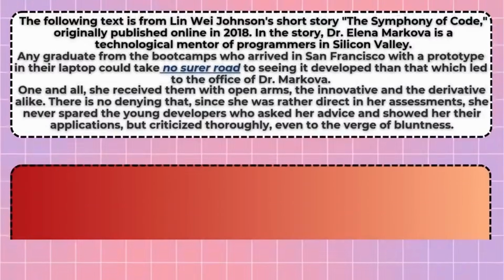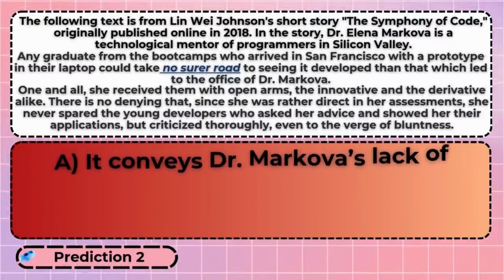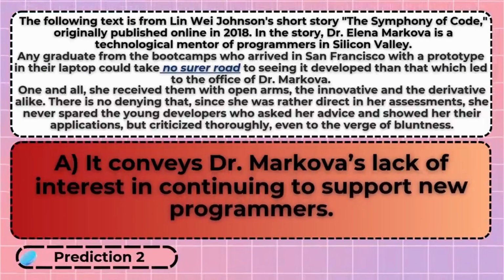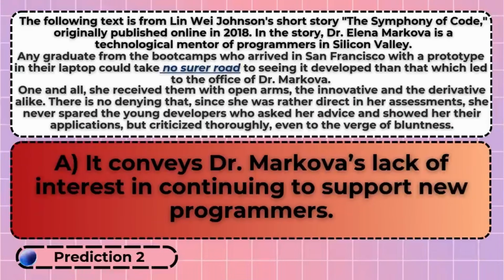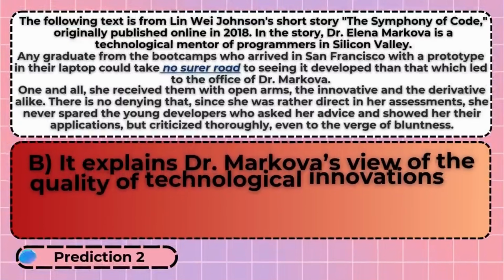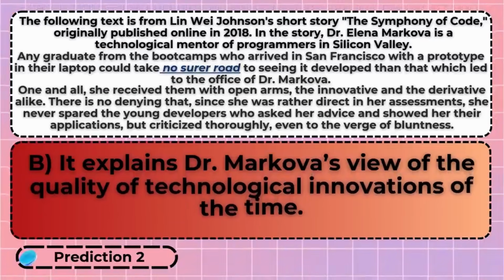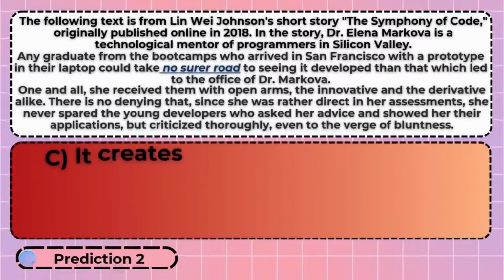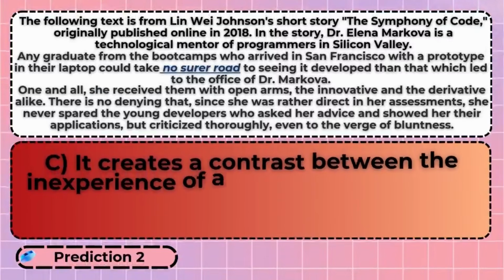Now let's try to eliminate some wrong answer choices. Choice A: it conveys Dr. Markova's lack of interest in continuing to support new programmers. Well, no, the passage literally says she welcomes everyone. She might be blunt, but she's still supporting them. Choice B: it explains Dr. Markova's view of the quality of technological innovations of the time. There is no mention of what she thinks about technology in general, just that she helps people whether their ideas are good or bad.